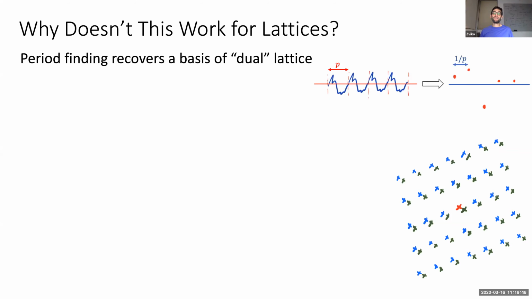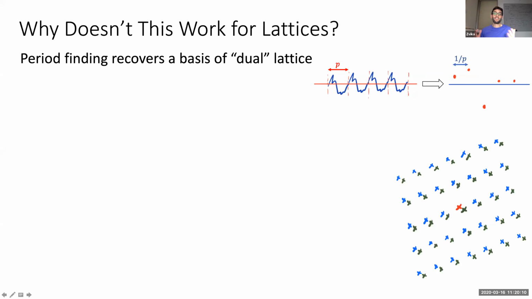So again, as I said, this period finding or quantum Fourier transform technique actually allows you to recover a basis for the dual lattice. All these multiples of 1 over P that we recovered, if you think about it in the high dimensional regime, are actually going to give you a bunch of points in the dual lattice, which you can put together to get a basis for the dual lattice.